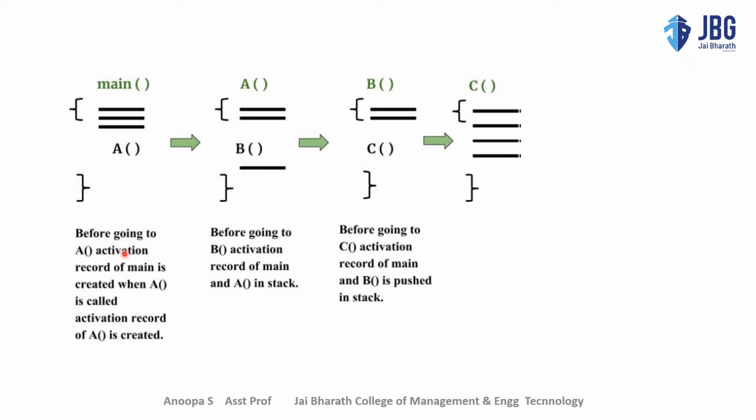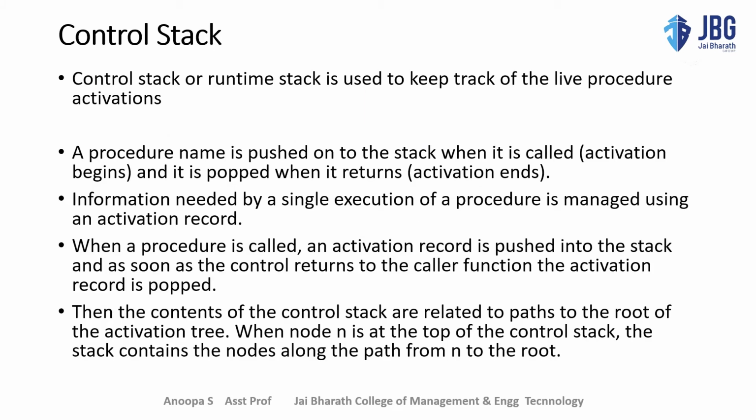Okay, so before going to A, the activation record of main is created. Then when A is called, the activation record of A is created. Before going to B, the activation records of main and A are pushed into the stack. Before going to C, the activation records of main and B will be pushed to the stack. So continue. That is where the stack becomes helpful, mainly in the case of recursive procedures.